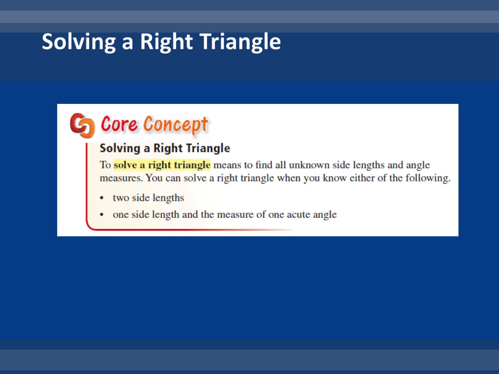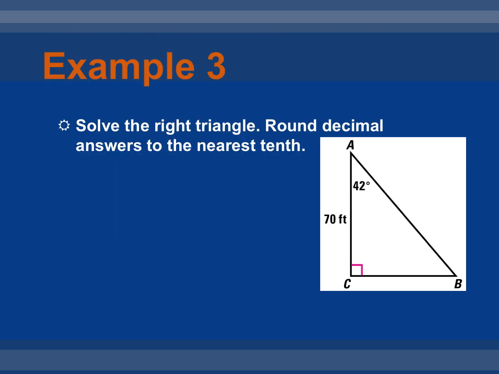So solving a right triangle, again, we've talked about this in previous slides. It's about finding all the unknown side lengths and angle measures. And usually you're going to have either two side lengths, and you're going to have to find the third side length and the two acute angles, or you're going to be given one side length and one acute angle, and you're going to be asked to find all the others. So in this one, notice you're given one angle and one side length, and you're asked to solve the triangle.